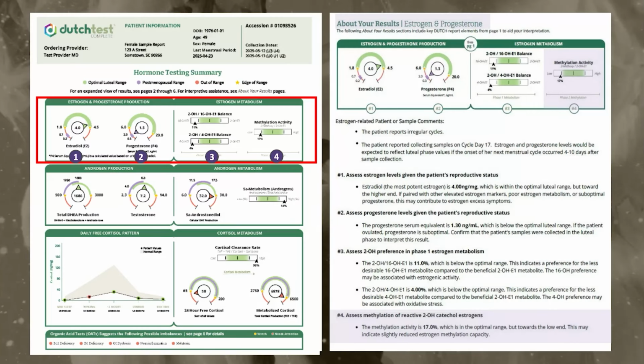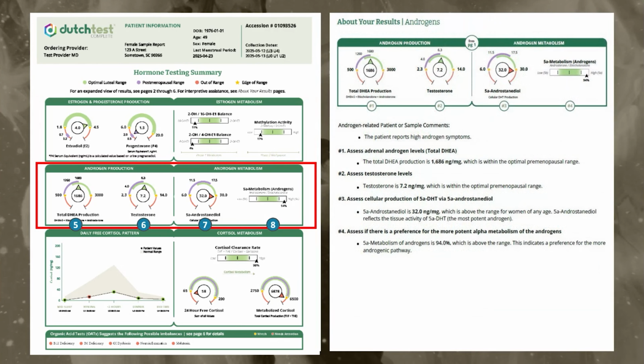So this really gives you a very complete idea of this patient's luteal estrogen, their luteal progesterone and estrogen balance, their ovulatory status, and also their difficulties moving estrogens through phase 1 and phase 2 metabolism, all from this one section on the summary page. So let's look at the androgens next.